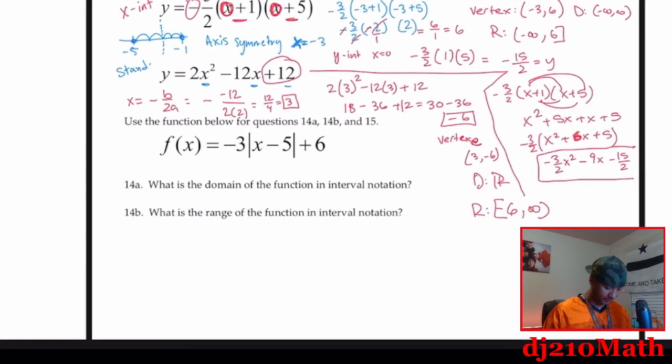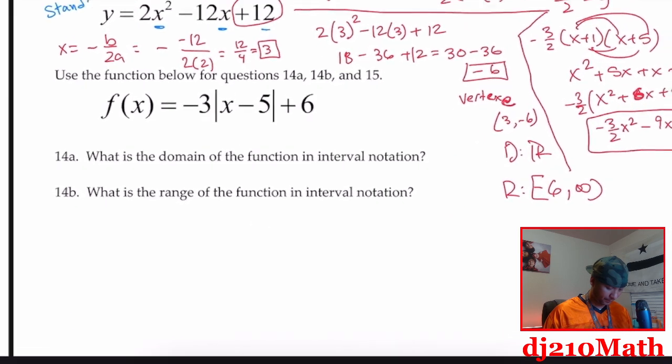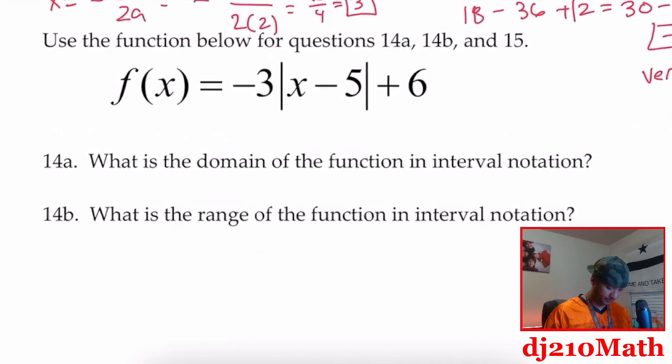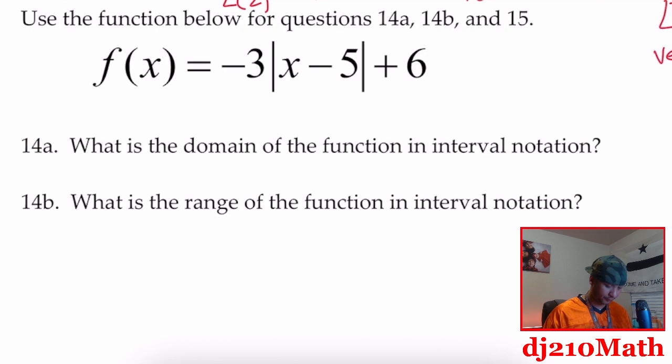Okay, that was fun. So now let's do 14. Use the function below for 14a, 14b, and 15. What is the domain of the function in interval notation? Absolute value is a continuous function, so it's always all real numbers, unless there's a hole. There's no hole because there's no denominator that equals 0. We'll talk about that in rational functions. So just know it's always all real numbers, but in interval notation, we want negative infinity to positive infinity.